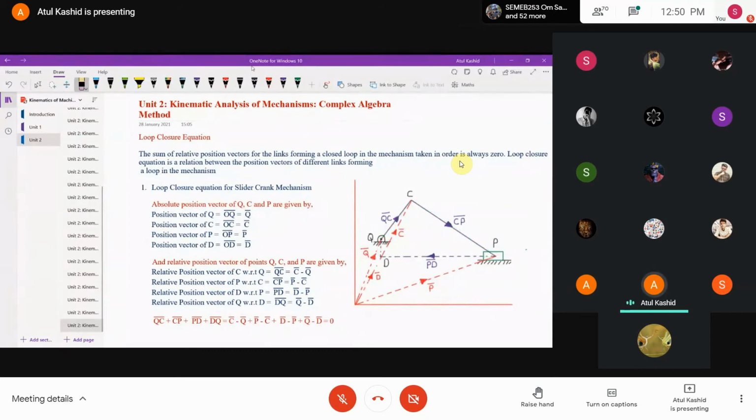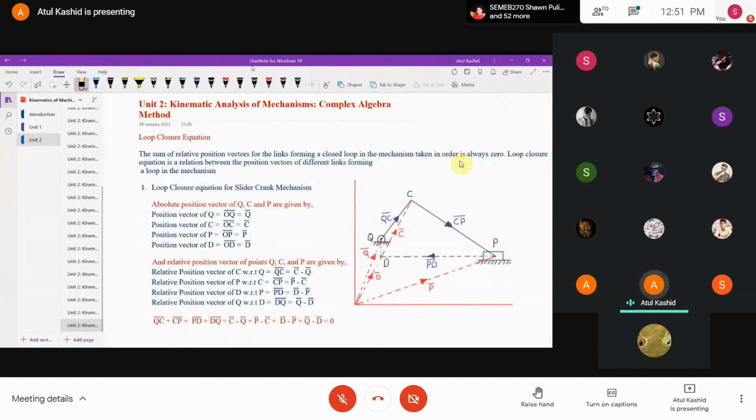So what will the loop closure equation be? QC bar, right? Then CP bar, then PD bar, and then DQ bar. So this forms one loop. And if you write down the equations for the QC bar, which is C bar minus Q bar plus P bar minus C bar plus D bar minus P bar, and then plus Q bar minus D bar, it will be equal to 0, right? So this equation, as I told you, can also be written as QC bar plus CP bar equals DP bar plus QD bar, right? So this is how we can apply the loop closure equations for the different mechanisms, right?